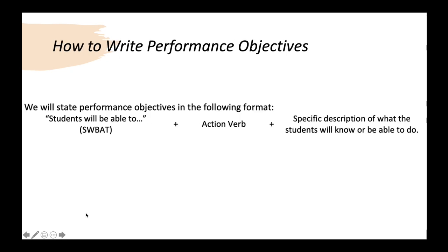A performance objective has 3 parts. It starts with "students will be able to," and then there's an action verb like classify, and then it finally ends with a description of what you want them to know or be able to do.